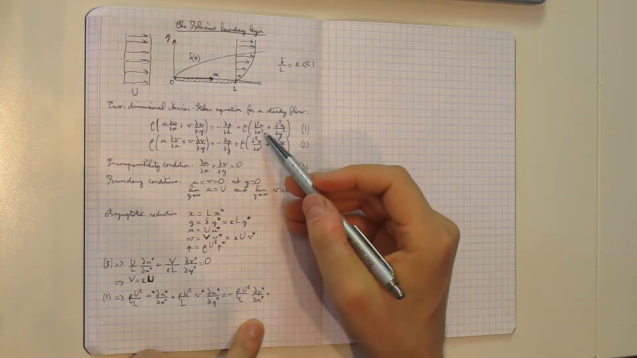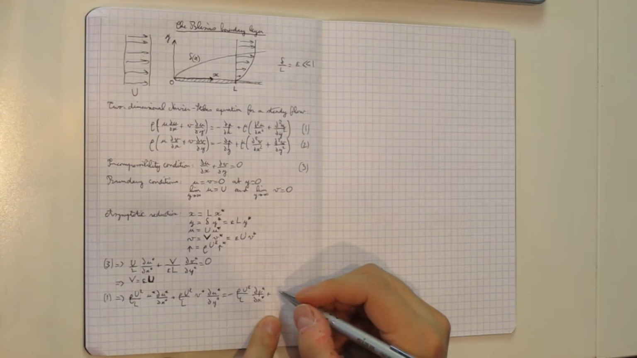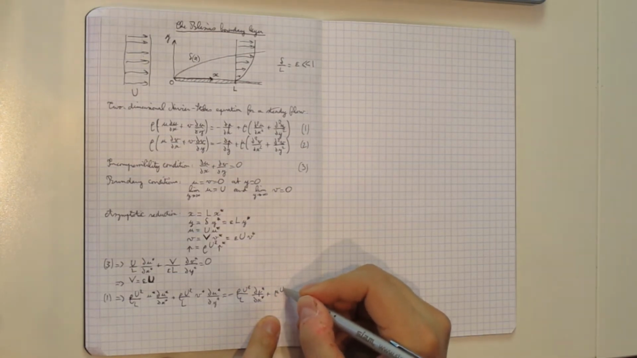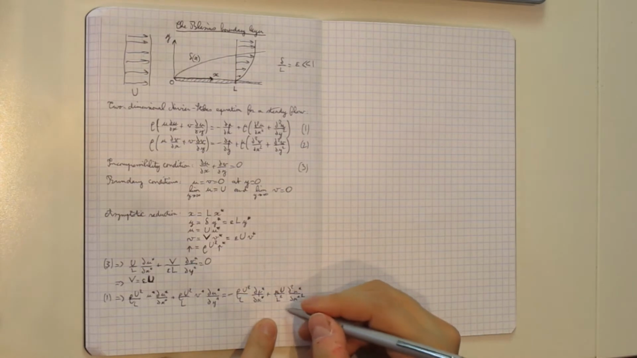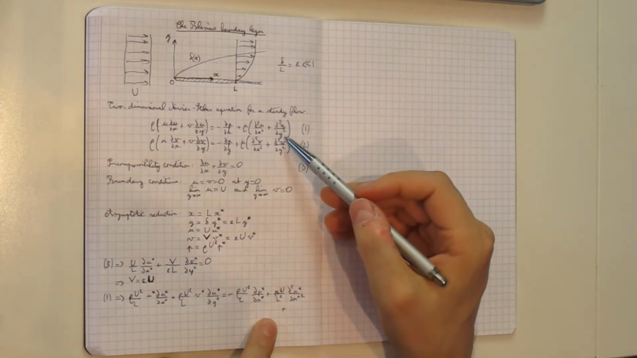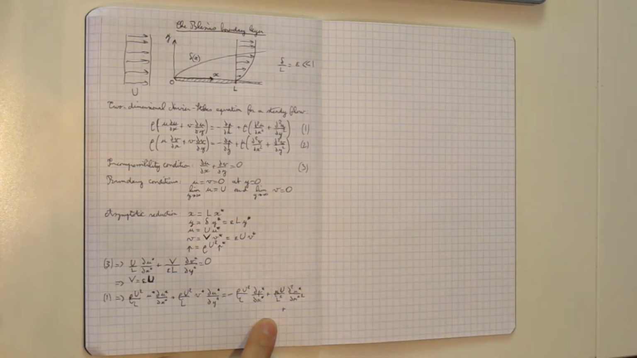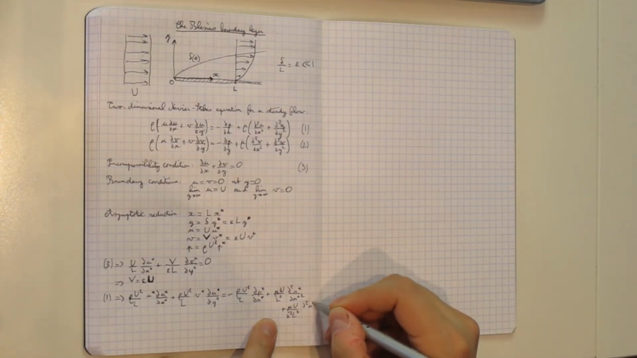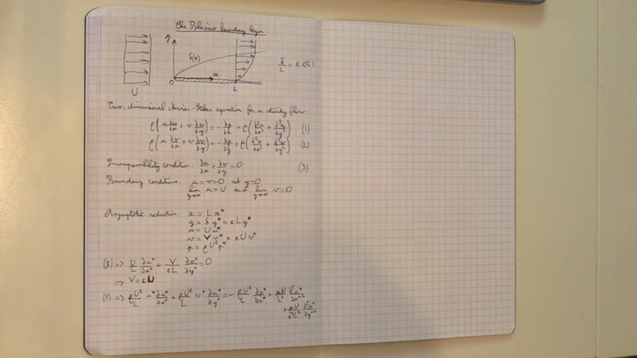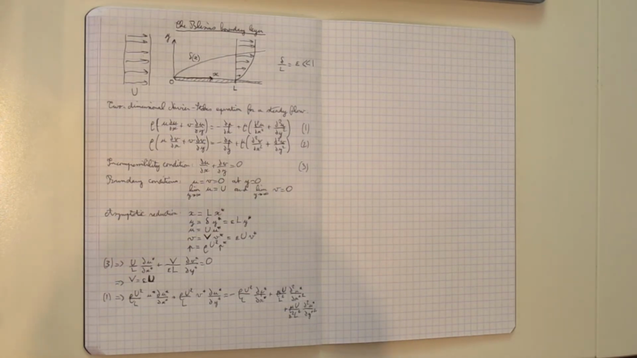And my diffusion operator here leads me to write mu U over L squared d2U star by dx star squared. And the second term involves y in the denominator, therefore I'm going to have a 1 over epsilon squared. So that's mu U over epsilon squared L squared d2U star by dy star squared. Okay, so that is my equation for the x component of the Navier-Stokes equation.